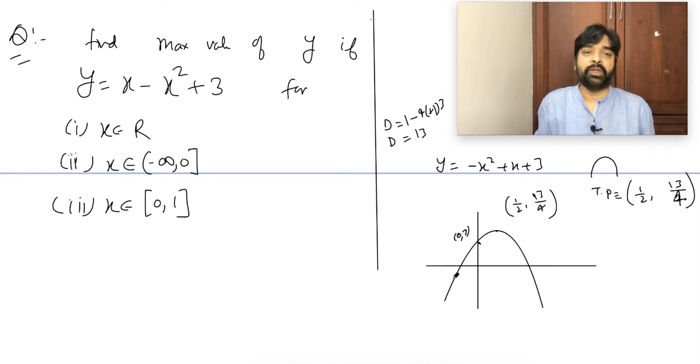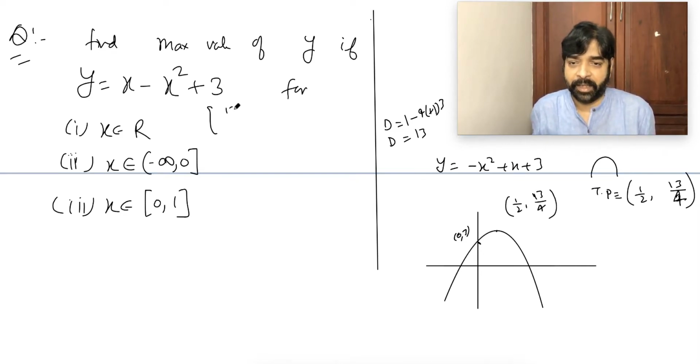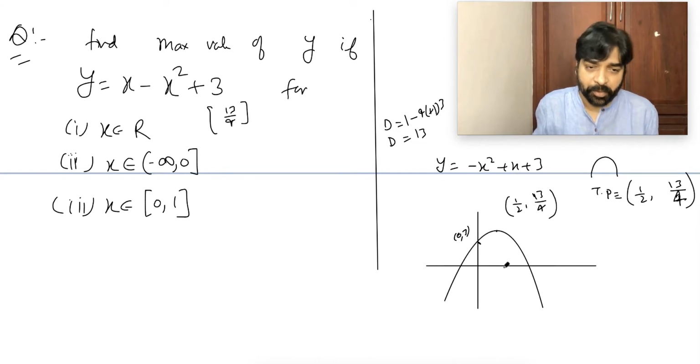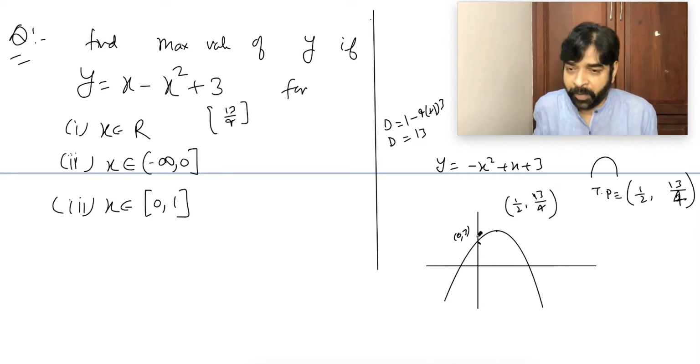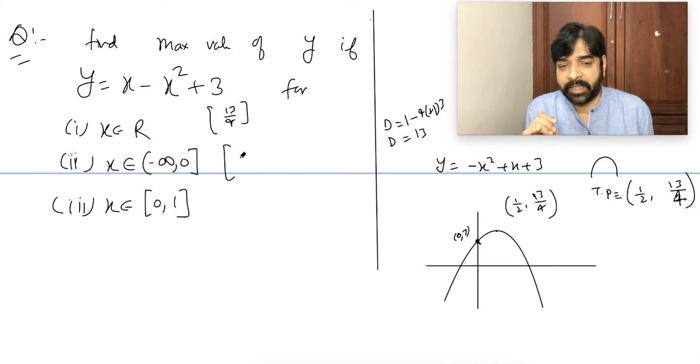I hope all of you are able to understand. So the first part, the answer I can say is 13 by 4, because when you are moving from here to there, it is totally moving this way. Okay, second, minus infinity to 0. When you go from minus infinity to 0, the graph will keep on increasing and it will become maximum at this point. Means in this case the answer will be 3.